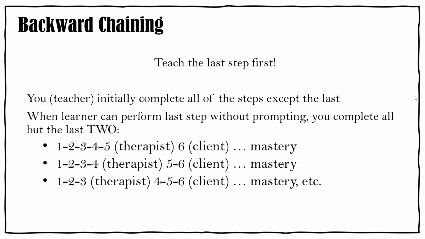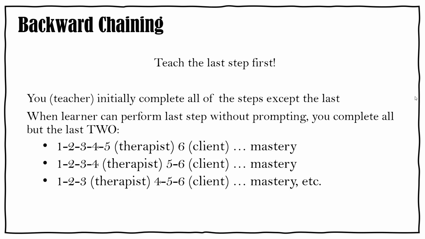For example, say you're trying to teach the person how to count 1, 2, 3, 4, 5, 6. And so you complete the last step without prompting. So you're going to say 1, 2, 3, 4, 5, and then you'll prompt the client to say 6. And then you want to fade out the prompt for 6. Once the client is reliably saying 6, then you want to complete all but the last 2. So you want to go 1, 2, 3, 4, prompt your 5. Once the learner says 5, they can say 6.